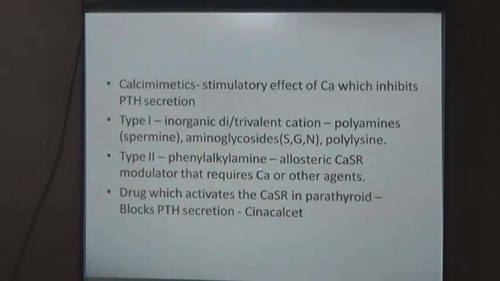Then type 2 is phenylalkylamine, which acts allosterically on the calcium sensing receptor. There is a drug that activates the calcium sensing receptor in the parathyroid, which has been discovered: cinacalcet. It will directly activate the calcium sensing receptor in the parathyroid. These are all calcium mimetics. A drug which directly activates the calcium sensing receptor is cinacalcet.